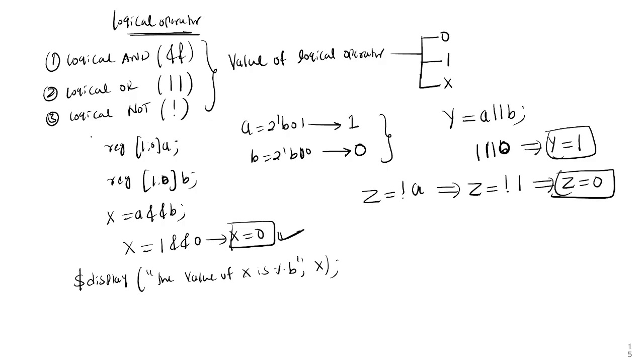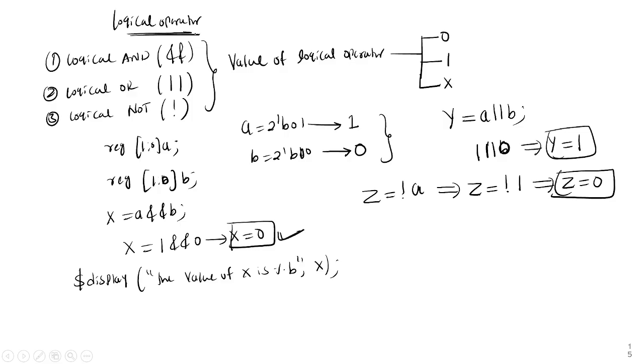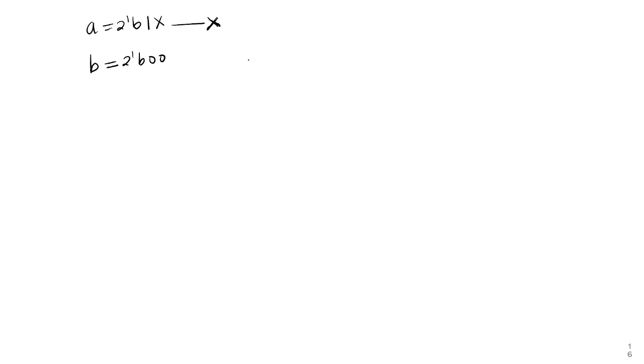Did you understand the logical operator, how I am doing? Yes, sir. Okay, suppose we take one more case: a equal to 2'b1x and b equal to 2'b00. 1x means any value, don't care, so it will be taken as don't care only. The values for a logical operator are 0, 1 and don't care. So here it takes don't care, and here the whole value is taken as 0.